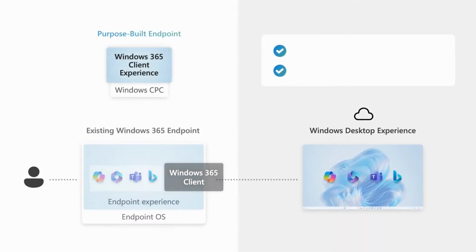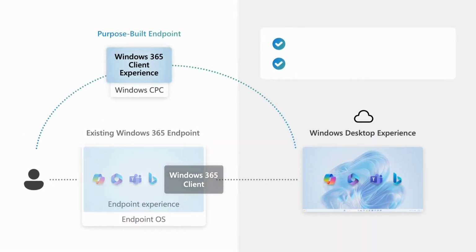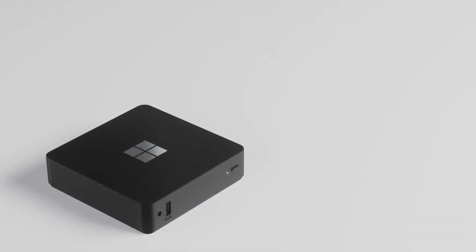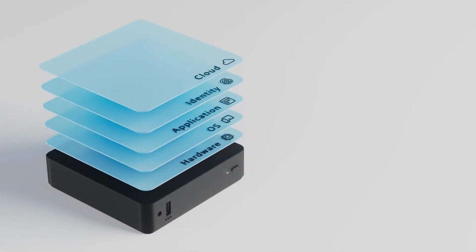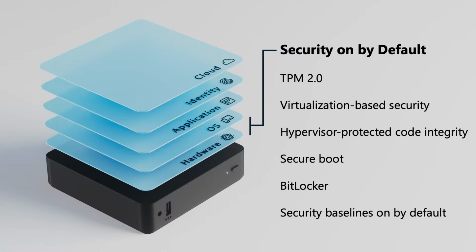Windows 365 Link is purpose-built to connect you to your Windows 365 cloud PC and nothing more. This focused intention enables the reduction in attack surface area of the endpoint through a smaller, focused, purpose-built OS. And with the endpoint's focused functionality, we can dial its security posture up to 11 without impacting usability. So let's look at the security features of Windows 365 Link across the stack. Starting in its foundation of the hardware and OS layers, security is on by default.